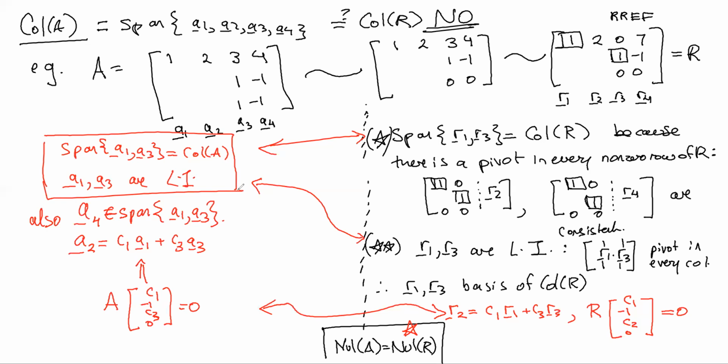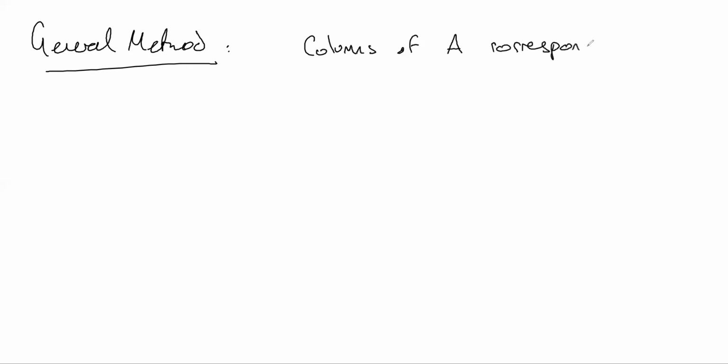So the summary is very straightforward. Even though the column space of A and the column space of R are different, the pivot columns give you a basis for the column space. So the general method: the columns of A corresponding to pivot columns of R, corresponding to pivot variables, are a basis of the column space of A.